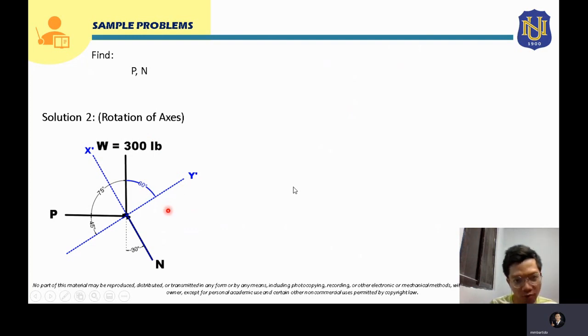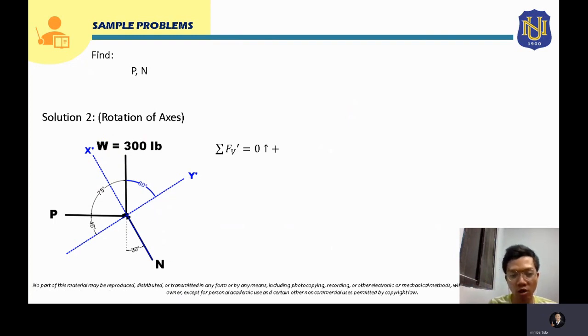Also for force P, as we know, this force P is already 45 degrees from the new y-axis. So we already have the angles for P and W, and N is in the new x-axis. So we can now start solving for the summation of forces vertical so that N will not be included, and we can directly solve for W. So summation of forces vertical with respect to the new y-axis is equal to 0.